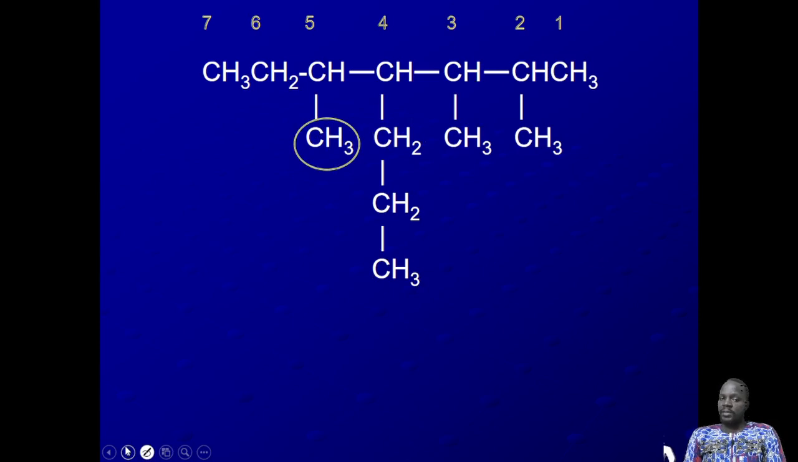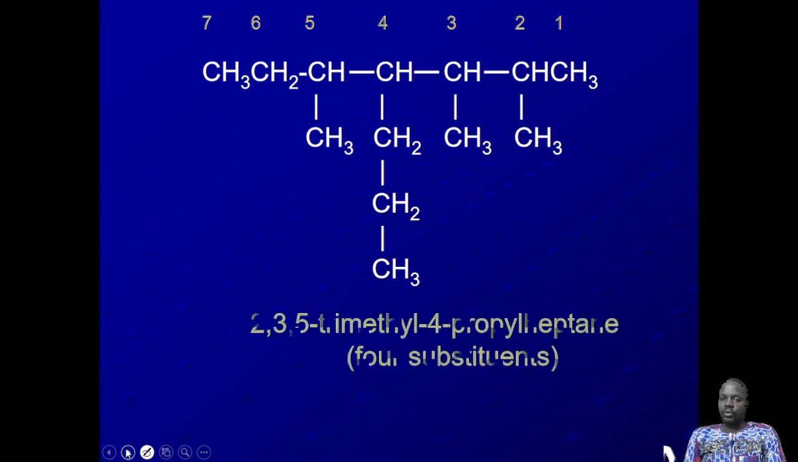So you can label this like that. On the second carbon, I have the methyl. On the third carbon, separate numbers with comma, I have the methyl. On the fifth carbon, I have the methyl. So I have 3 methyl, we call it trimethyl. And hyphen, you have 4. This is another substituent, which is a propyl. Then 13. Now, this is correct.